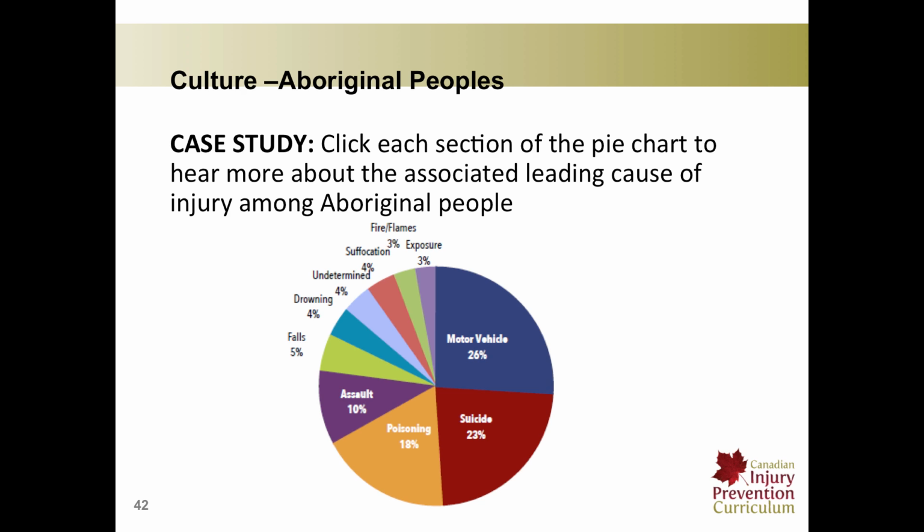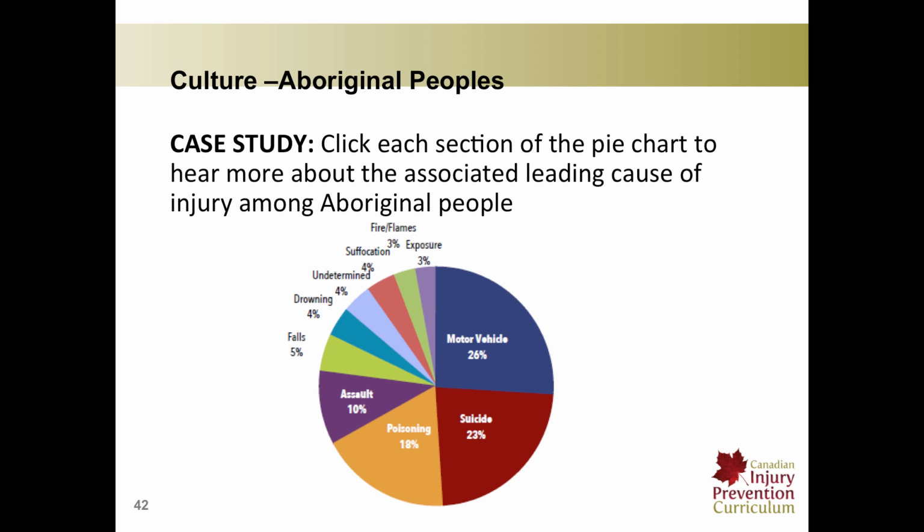Drowning. In 1996, drowning in the Aboriginal population was 6 times higher than the Canadian average, with rates in children as much as 15 times higher. More recent data comparing Aboriginal to non-Aboriginal data were not located.